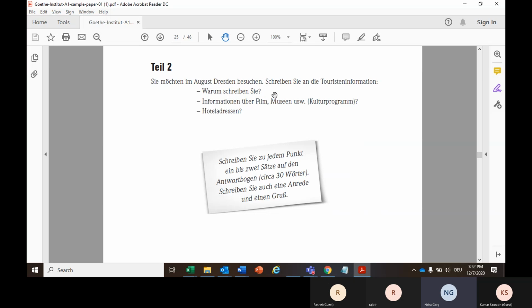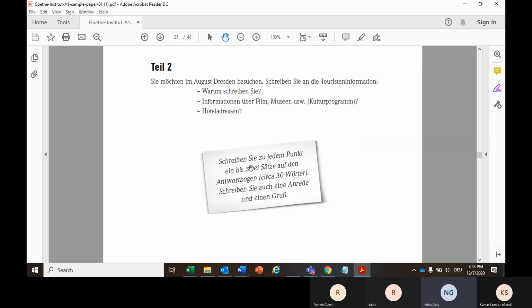Informationen über Film, Museen und so weiter. You have to ask for information about such things, like what all things you can find in Dresden. Hotel addressen, and you have to ask about the hotel addresses, like which hotels you should go for, and ask for the addresses.